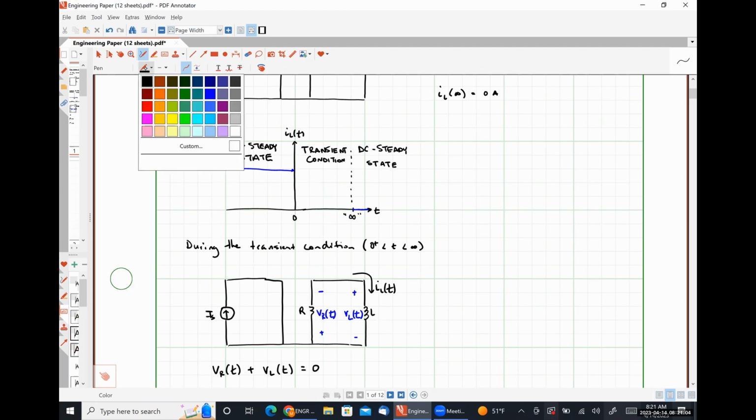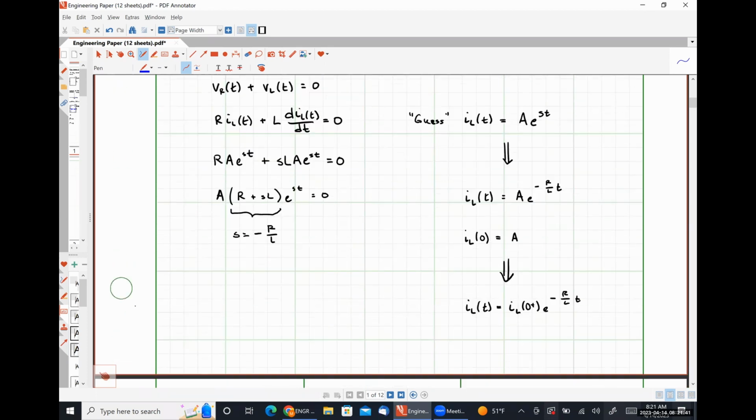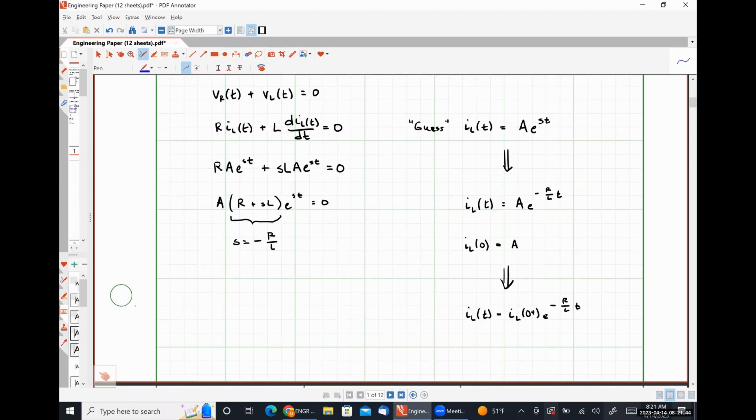So coming back up here to our graph, we're expecting to see something like this, where this is IL at 0 plus e to the negative R over L times time. So this is how literally every RL circuit will behave if the circuit experiences a change. Okay. So now let's take a crack at an RC circuit.